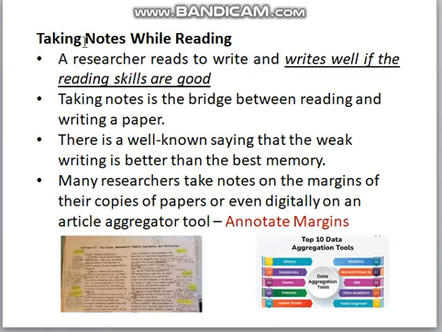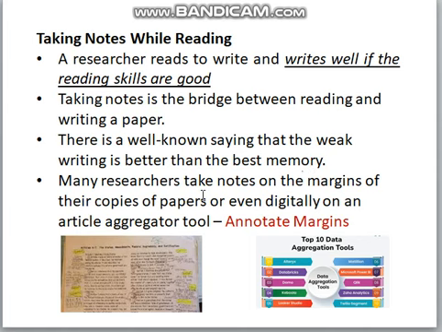First topic, taking notes while reading. A researcher reads to write, and writes well if the reading skills are good. Taking notes is the bridge between reading and writing a paper. There is a well known saying that the weakest ink is better than the best memory.